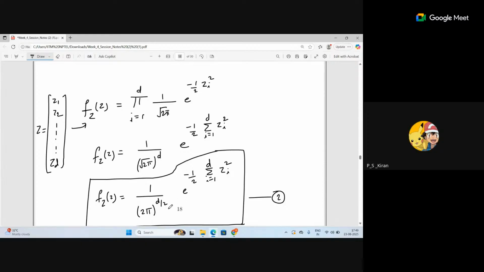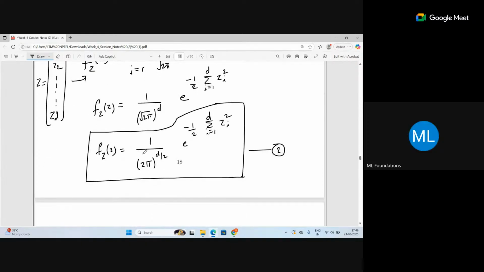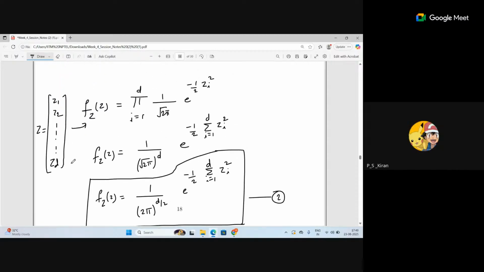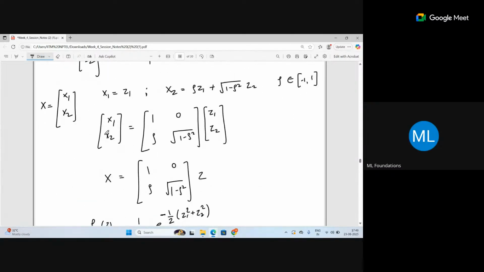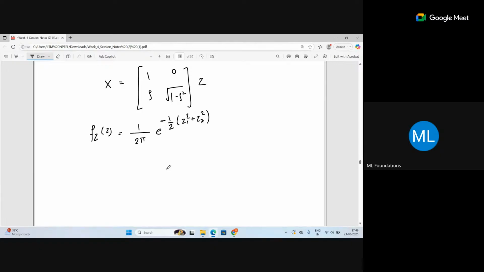Yeah, D by 2 only. D is what? D is the dimension of this vector, right? So in this case, the dimension of this vector is 2. So it is 2 pi, right?